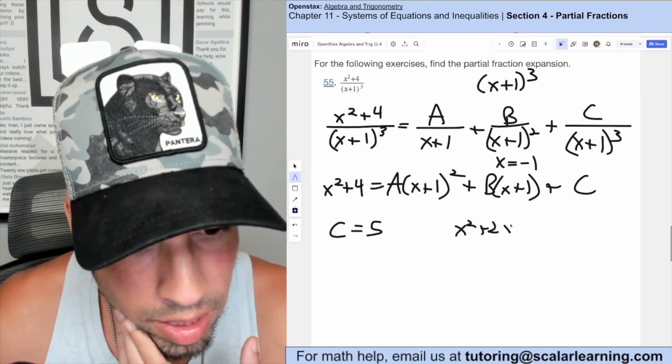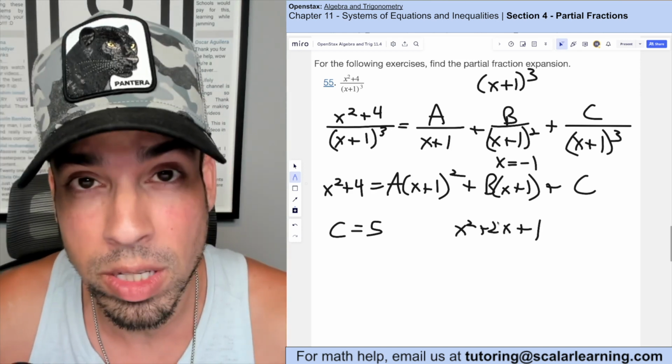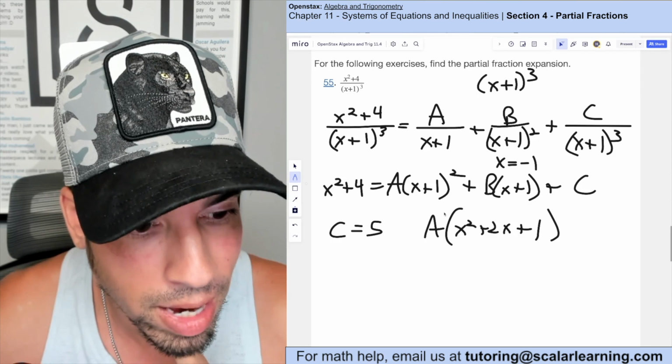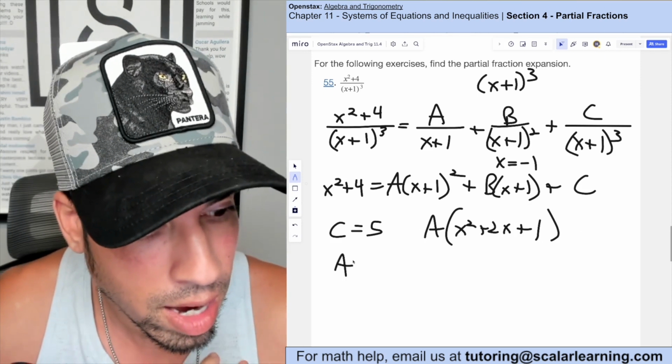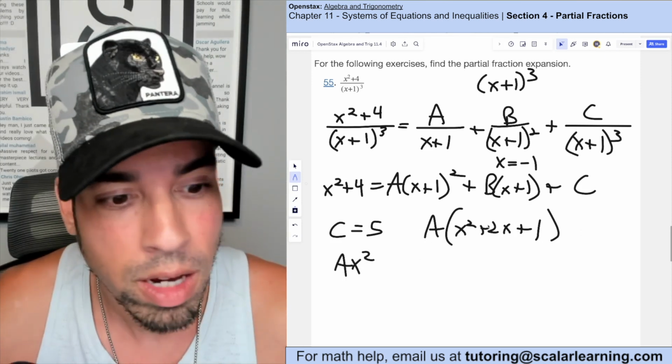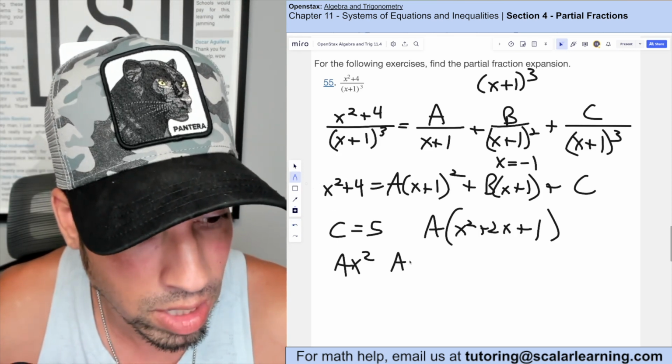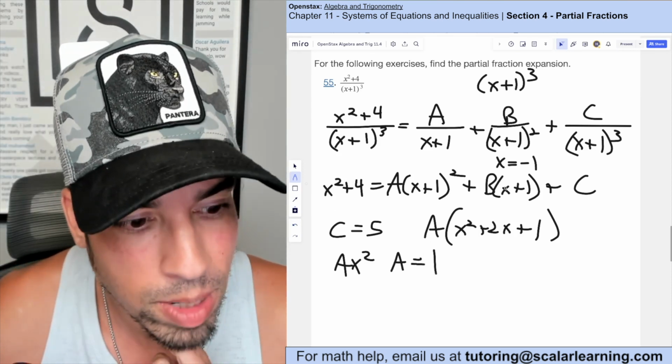Next, I can quickly tell that when I FOIL this, I'm going to get x squared plus 2x plus 1. But that's going to be my only x squared in this entire right-hand side. And since it's going to be multiplied by A, we're going to have Ax squared. That's the only x squared, which means it has to match up with this, meaning that A would have to equal 1.